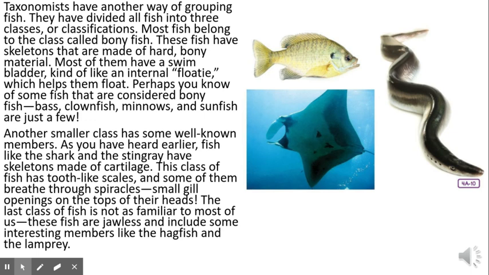Another smaller class has some well-known members. As you have heard earlier, fish like the shark and the stingray have skeletons made of cartilage. This class of fish has tooth-like scales, and some of them breathe through spiracles, small gill openings on the top of their heads. The last class of fish is not as familiar to most of us. These fish are jawless and include some interesting members like the hagfish and the lamprey.